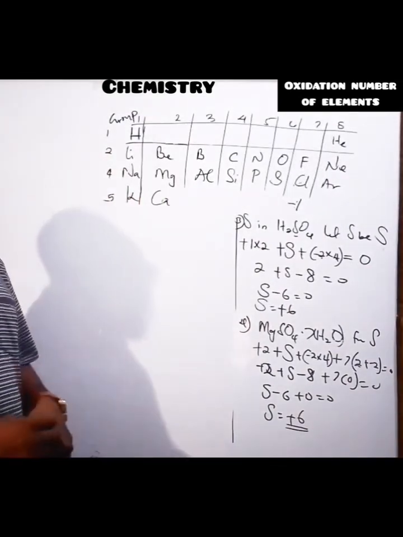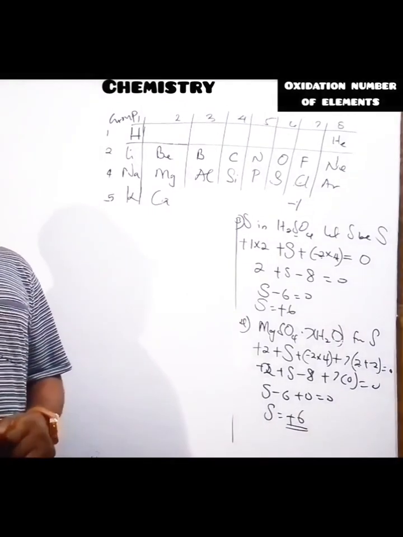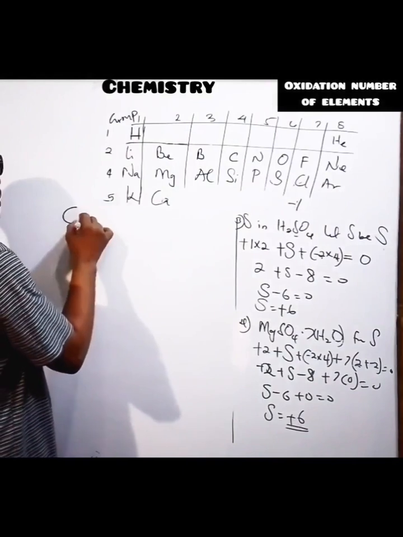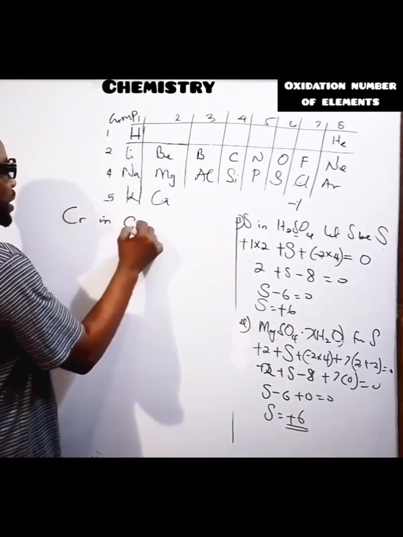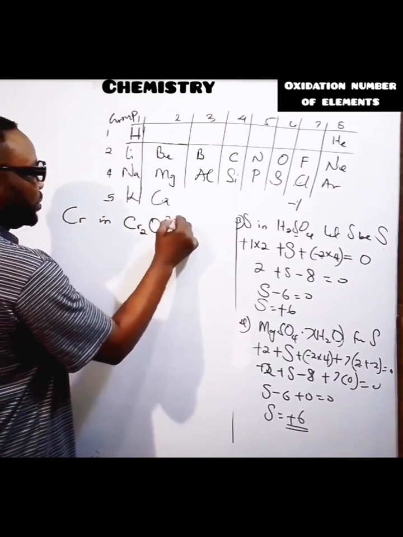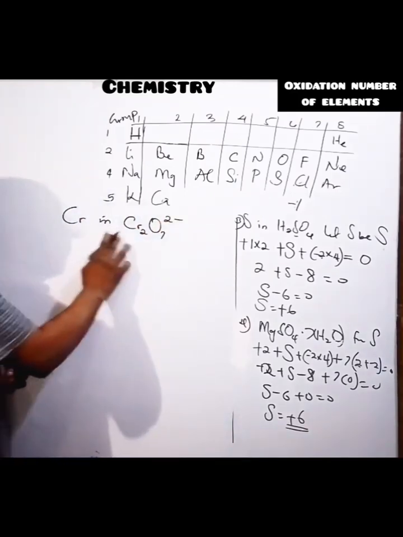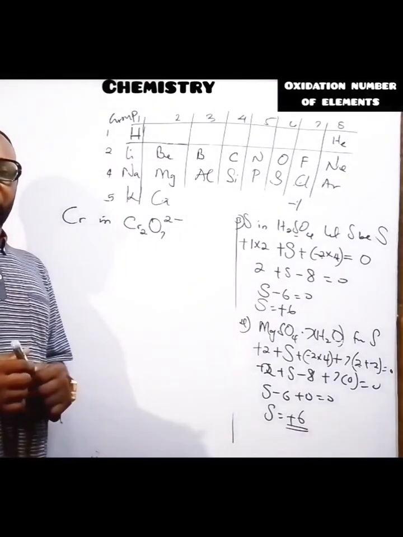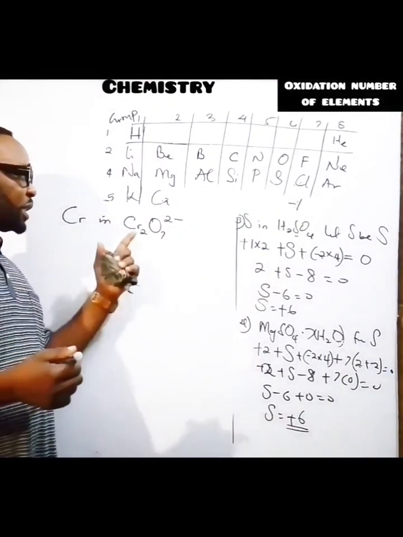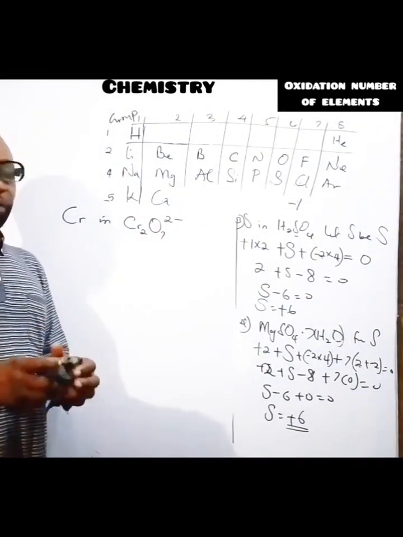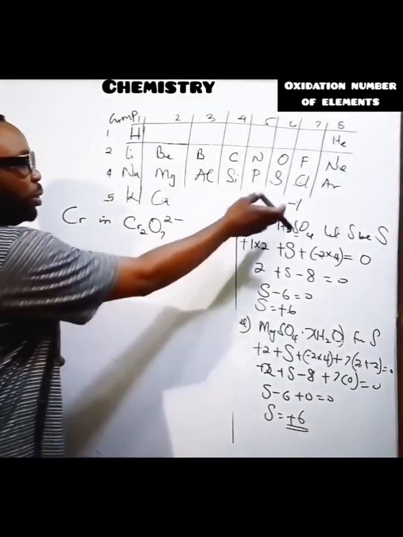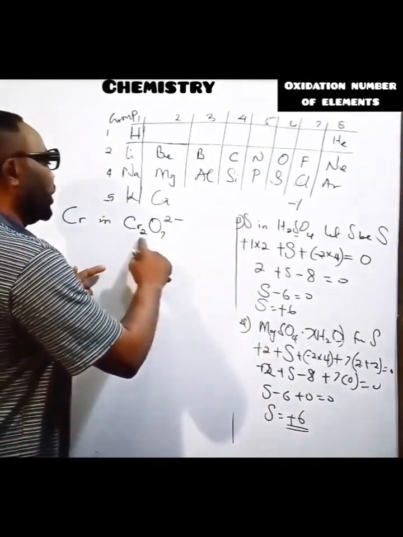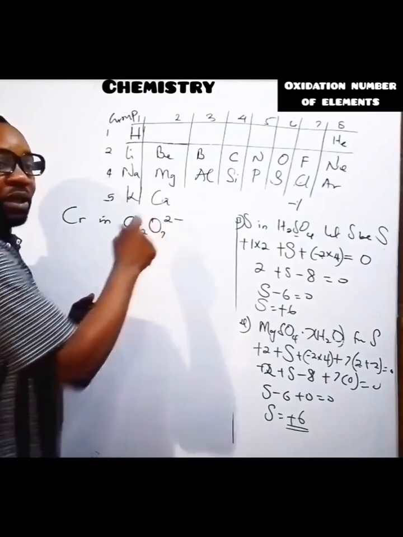Looking at some other question, we want to find the oxidation number of chromium in Cr2O7 2-. Now, if you look at it very well, you see that this one is different from those compounds we've been talking about since we started the calculations like this. This is having a charge on it, but others we have done so far do not have a charge on them. So now the calculation of all this will be equal to this charge on it.